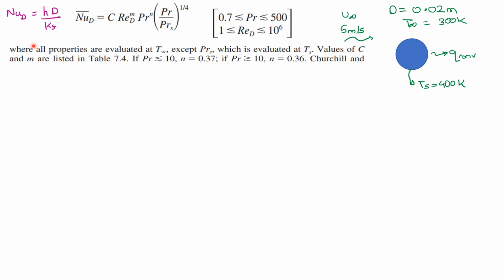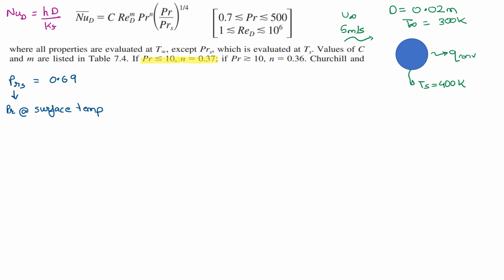Just below the equation in your text, the text says that all the properties are evaluated at T infinity except for the Prandtl number at S, which is evaluated at Ts. So we need to calculate the Prandtl number at Ts. Values of C and m are listed in table 7.4, which we'll look at in a second. And they've given us the value of n. So your n will be 0.37 because our Prandtl number is less than 10.